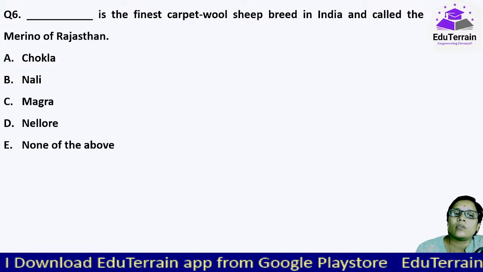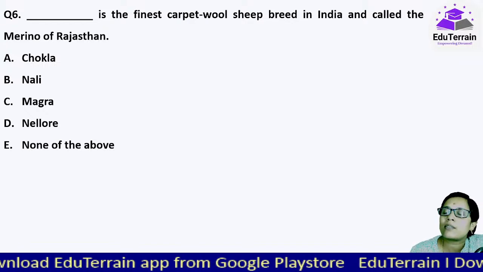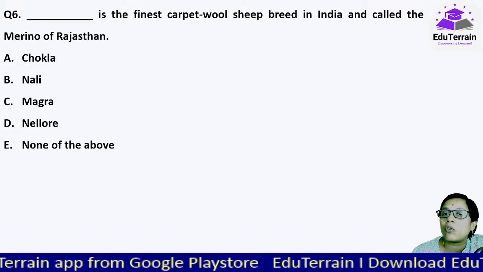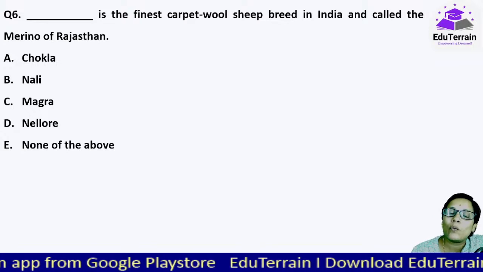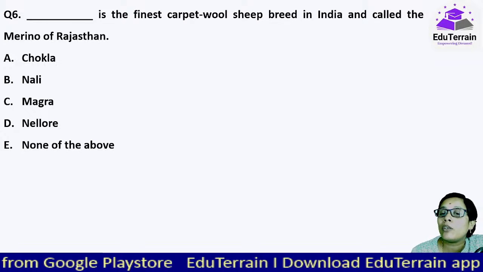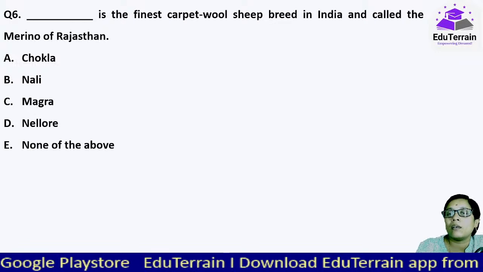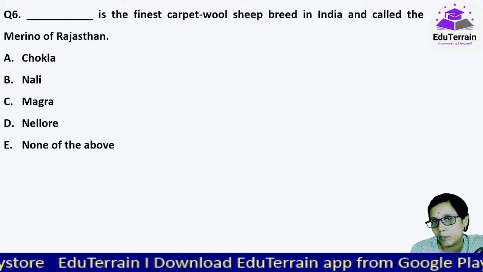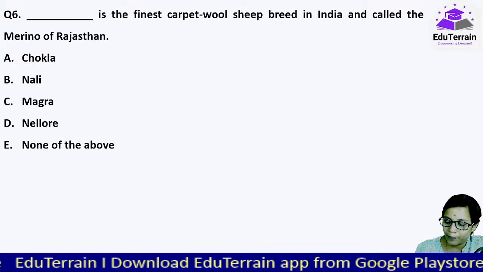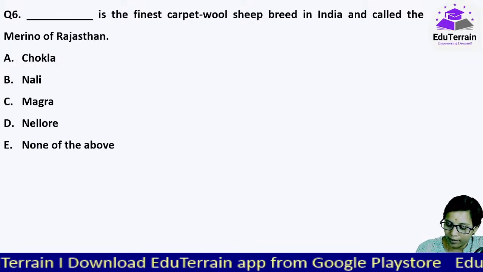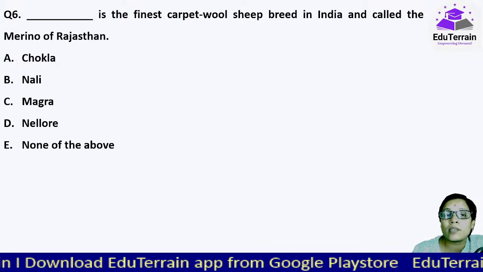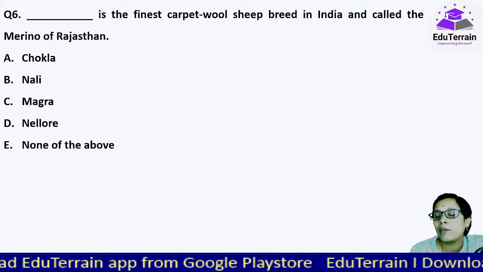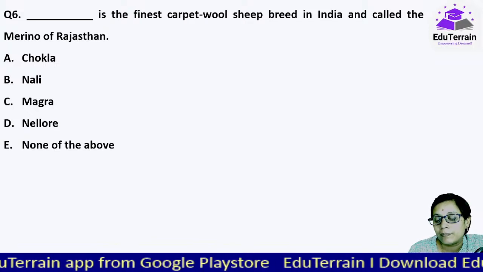Now, this is one of the finest carpet wool sheep breeds in India, which is also called the Merino of Rajasthan. Why Merino of Rajasthan? Because Merino is a sheep that gives us very high quality wool. And this breed is called the Merino of Rajasthan because it also gives the finest carpet wool.